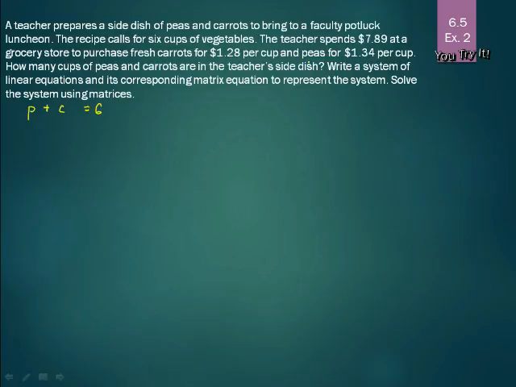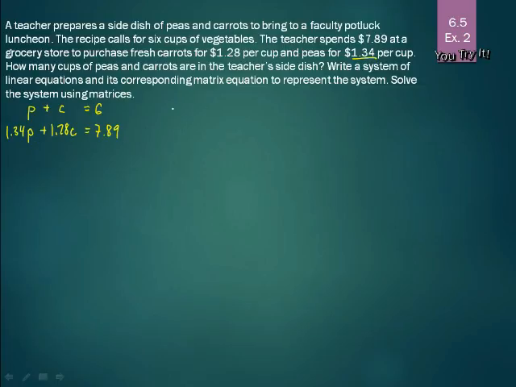And then looking at the amount that she spent, we know that the total that she spent was $7.89. And so these other numbers should somehow add up to that. If it was $1.34 per cup of peas, then we could say $1.34 times every cup of peas plus $1.28 for every cup of carrots should equal the total amount that she spent.